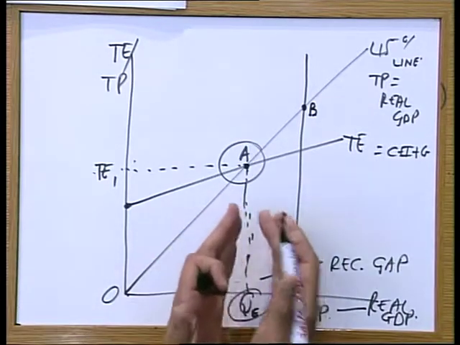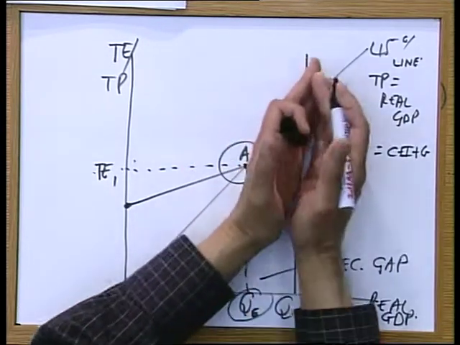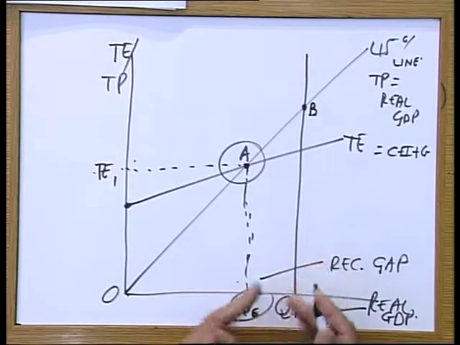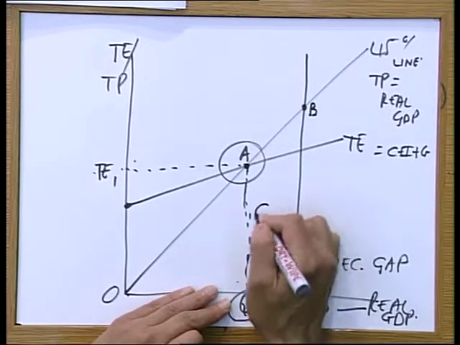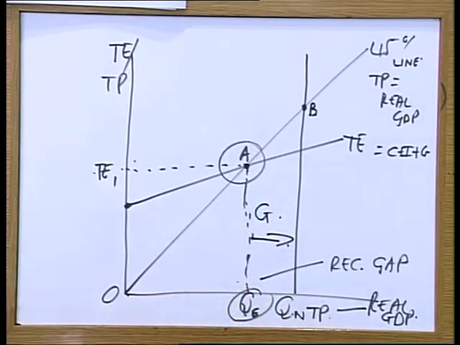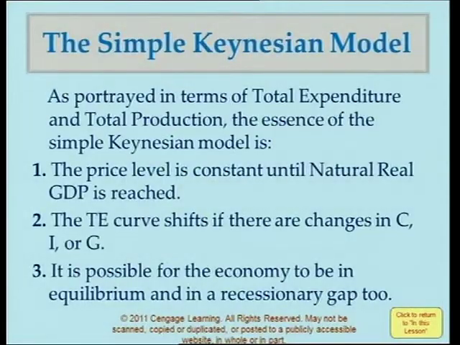And something must be done to get the economy from point A to point B, or from QE to QN. And who must play the dominant role? There must be an increase in government expenditure according to Keynes. So we summarize the Keynesian model according to the total expenditure, total production framework, which is basically the same as the ADAS framework. The model is still the same, it's just the framework that is different.